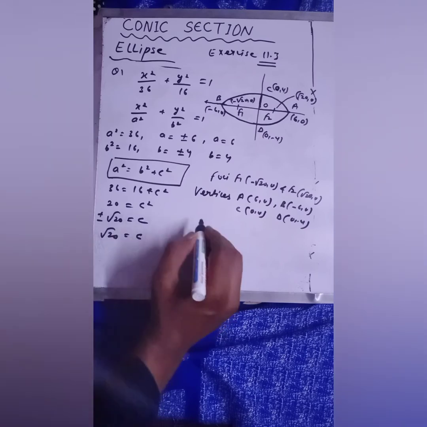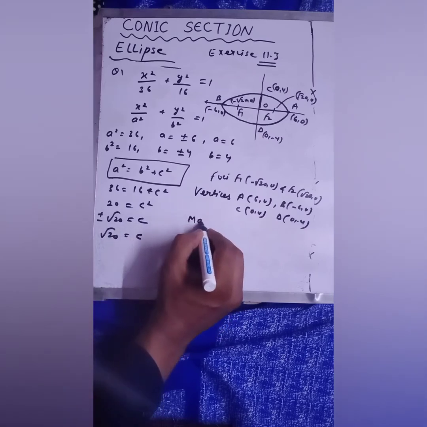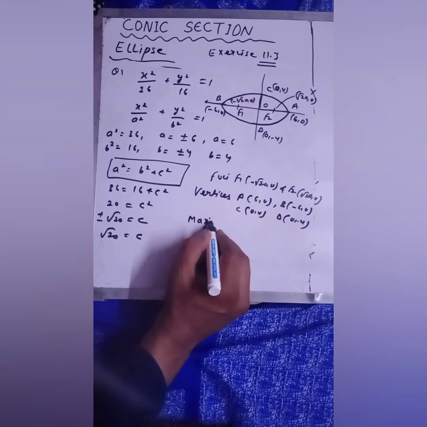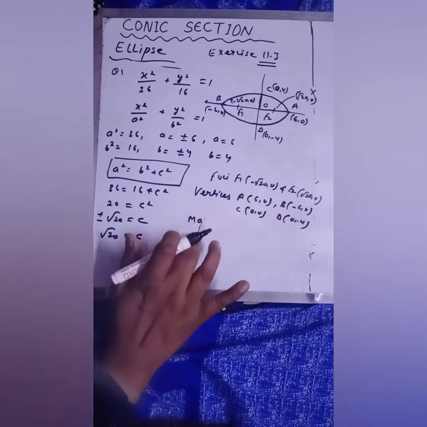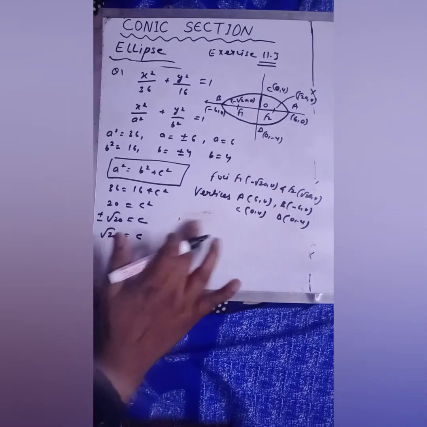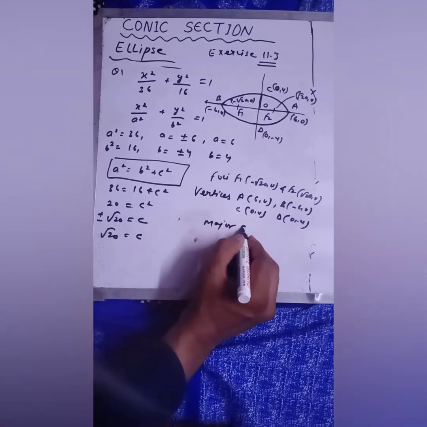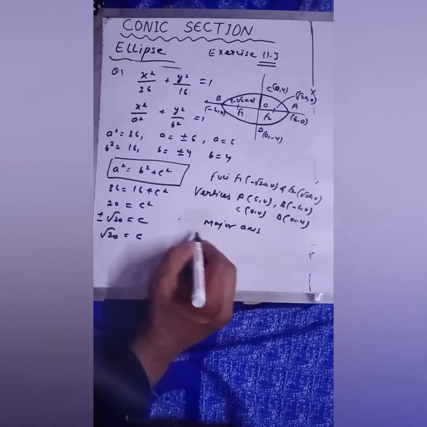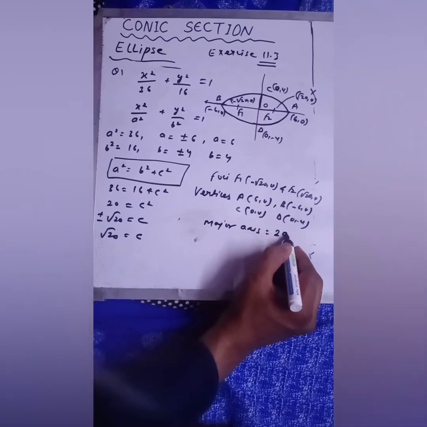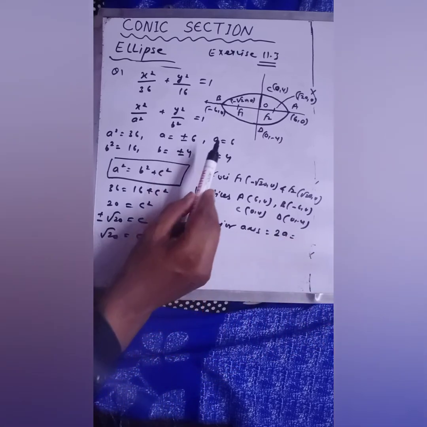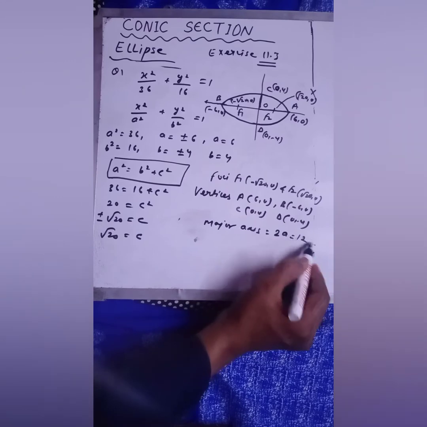Next it asked for length of minor axis, length of major axis. Major axis that is equal to 2a. So your a is 6, so 2 into 6 that would be 12.